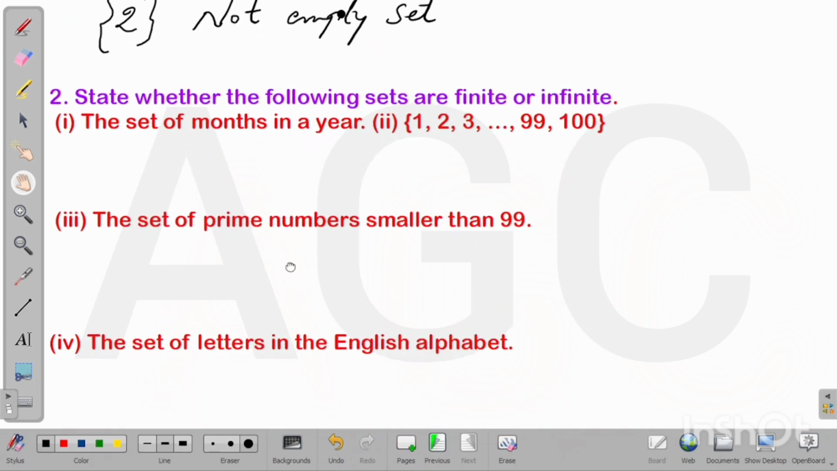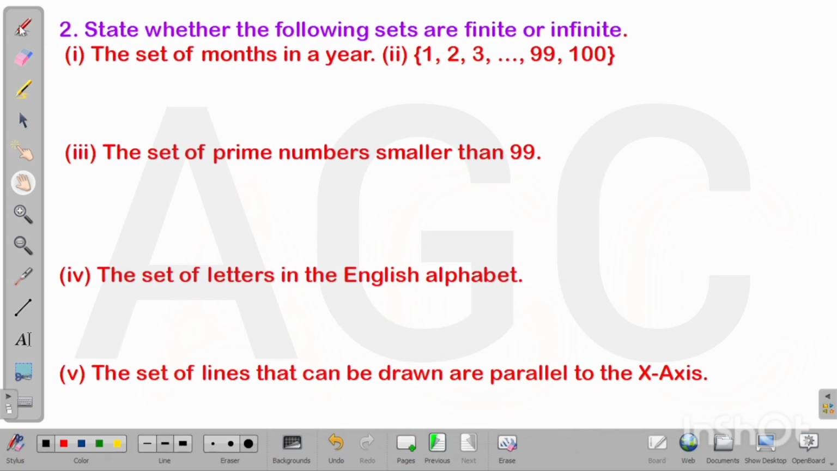Moving to the next bit. So what is your next bit? State whether the following sets are finite or infinite. What is meant by finite? What is meant by infinite? Finite means there is a possible number of elements. So we can say the number of elements present in the set. There is a possibility to say the count, whereas in the infinite set we can't say. There is no limit for infinite sets.